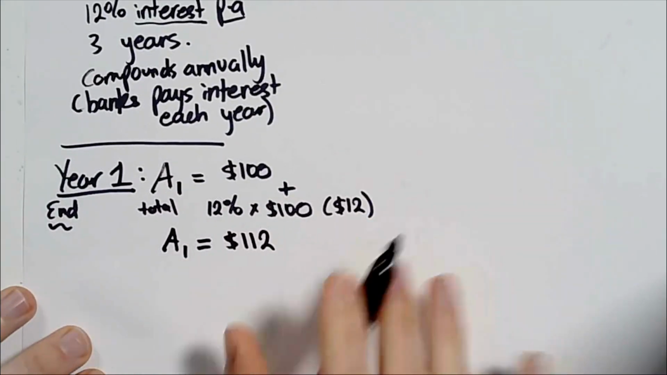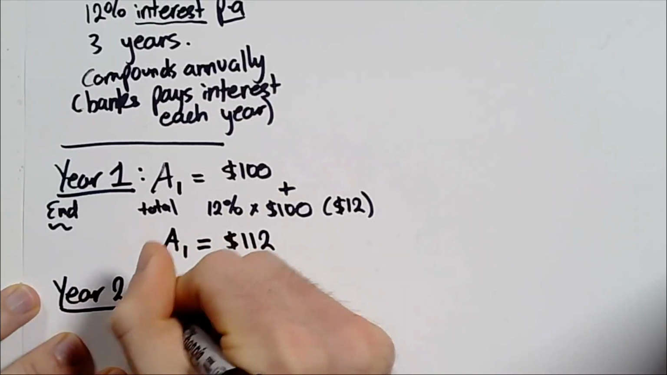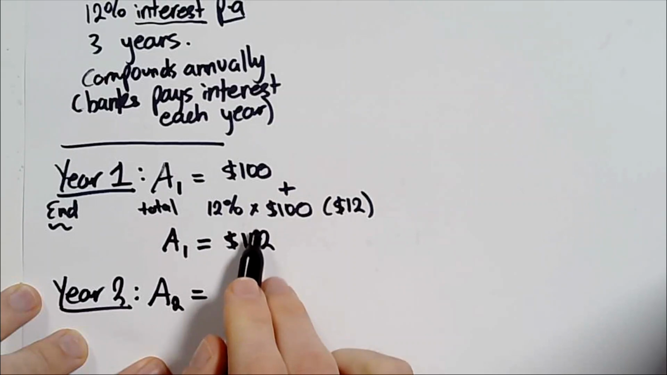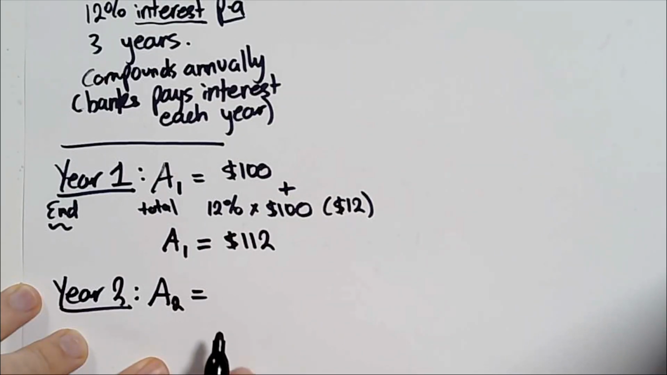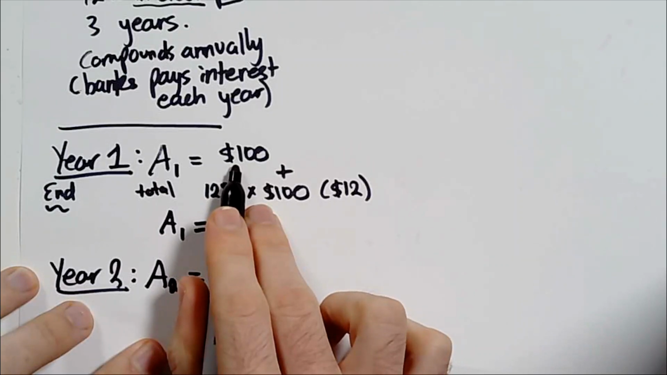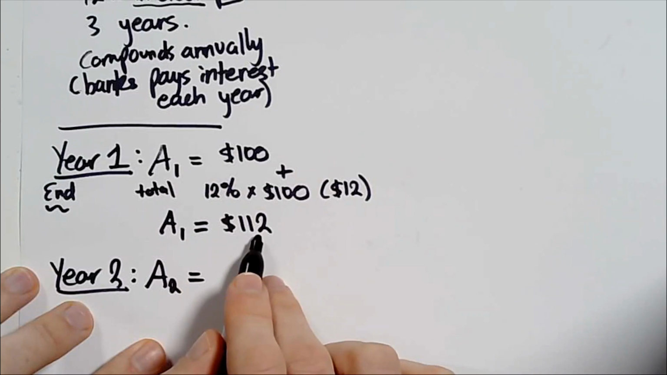Now here's where it gets interesting. After the second year, what they owe me, and we'll do this same two-step formula here, what they owe me is still two parts, but it's no longer the $100 initially, because at the end of the first year, they owed me $112.